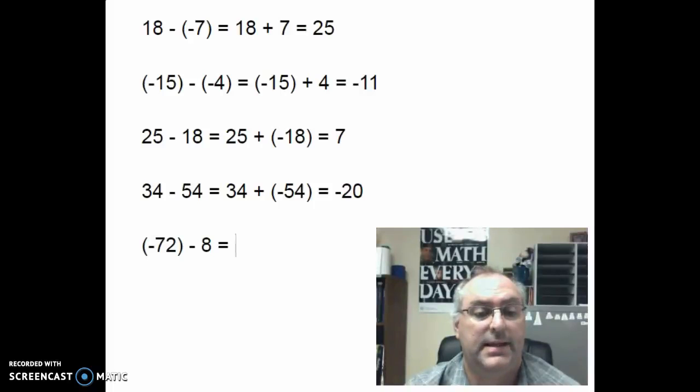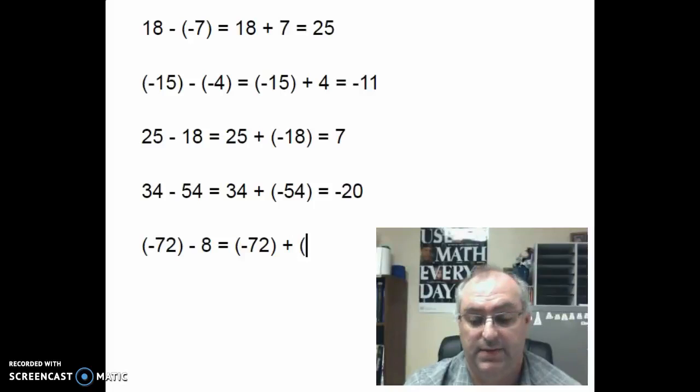Our last example is negative 72 minus 8. Now, because you've got a positive and a negative integer in this subtraction, it may be a little hard to figure out whether you should do a sum or a difference. Since there's a negative number involved in this subtraction, it's probably best for you to apply the keep, change, change rule. So we're going to keep the negative 72. We're going to change the subtraction to addition. And now that's a positive 8, so we need to change it to a negative 8.